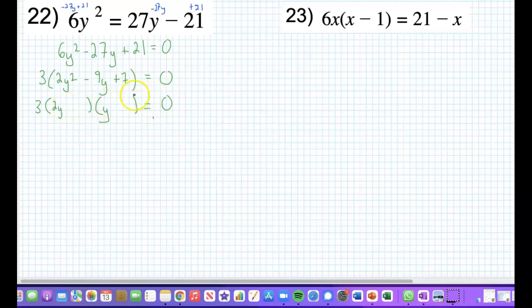So I have to decide where to put my 7. Am I going to put my 7 here and the 1 here? Let's try that. If I multiply here, that's 2y squared minus 14y minus y. That's not going to work because that's minus 15y. So you know what, we need to go backwards here. That is not going to work.